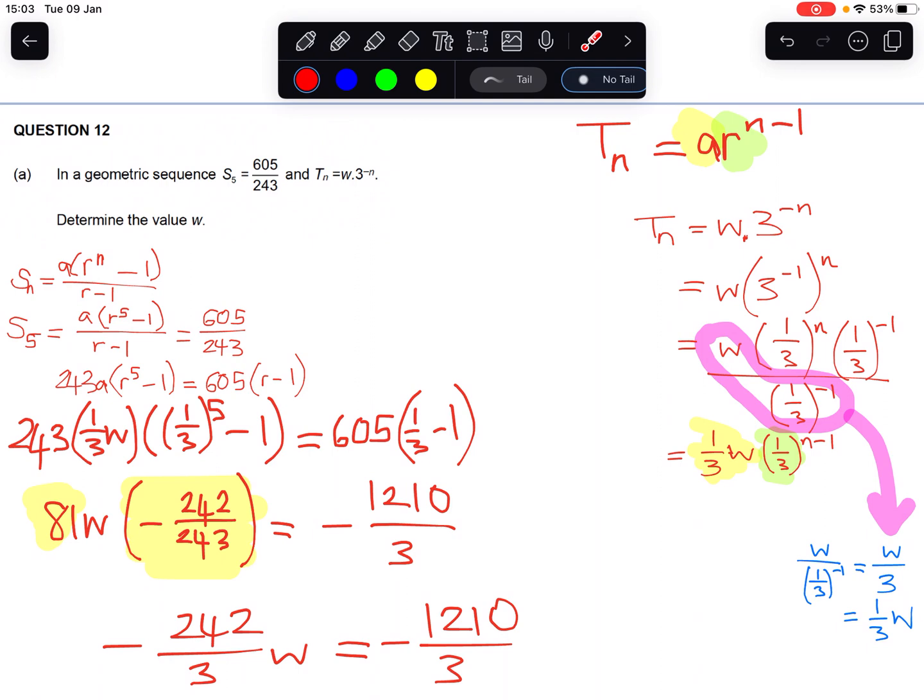Okay, so let's try and trace where I went wrong. Okay, I'm going to try and see where I went wrong. Okay, so let's start over here. Okay, so I know that that formula is correct. Then we were told Tn is equal to W times 3 to the minus n.